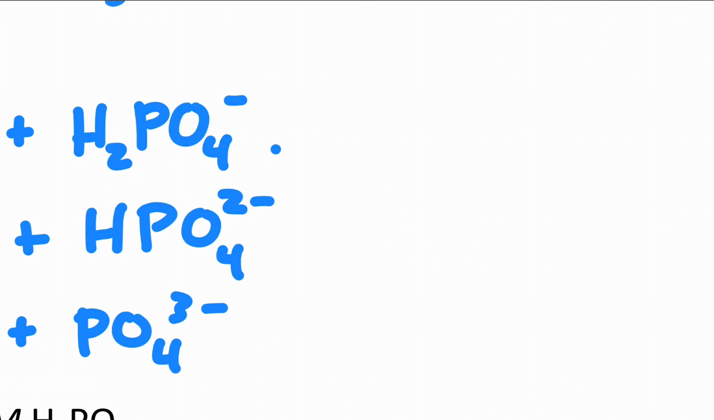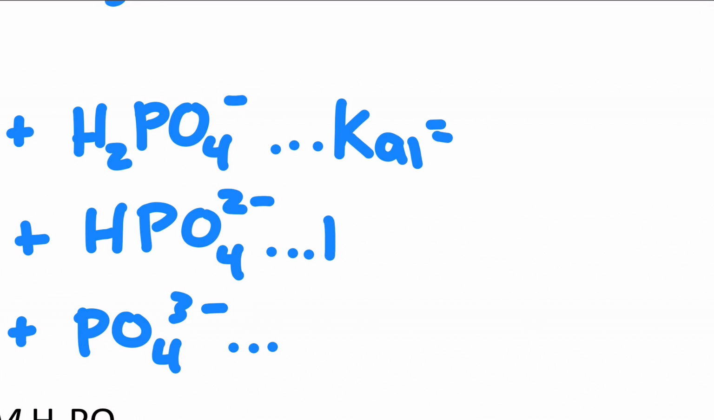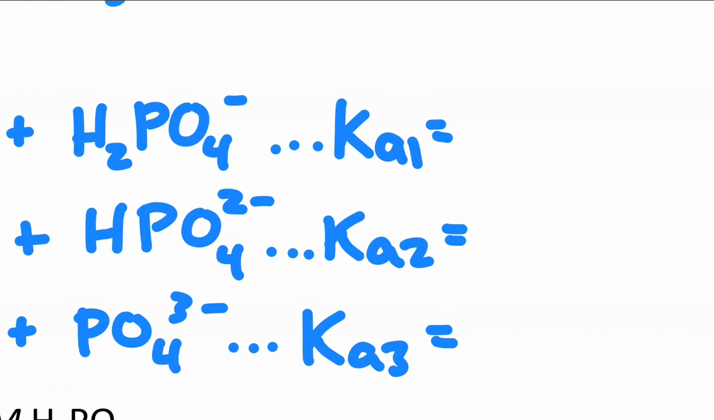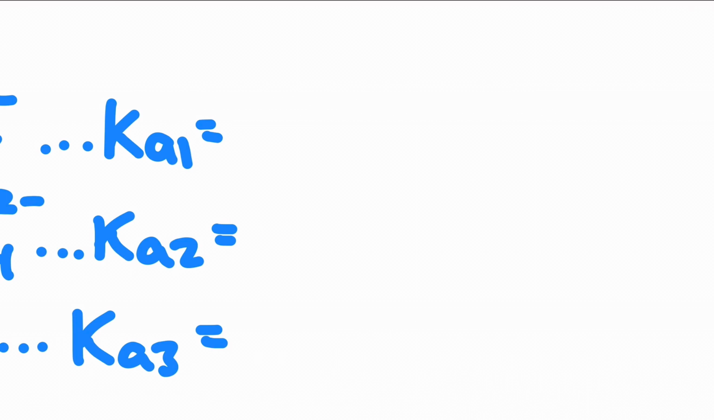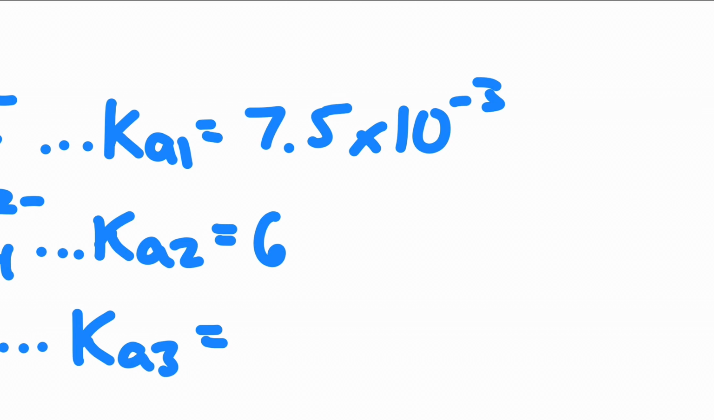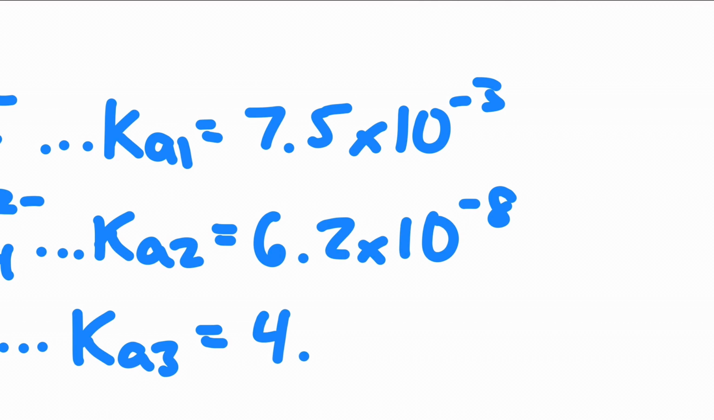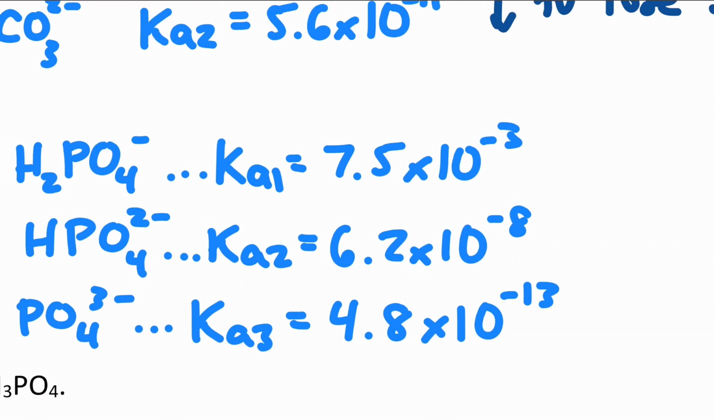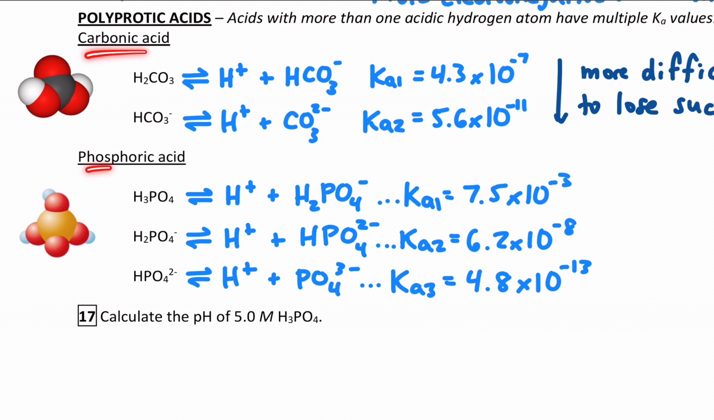And just for reference, let's look at the Ka values that go with each of those dissociations, Ka1, Ka2, and Ka3. These are tabulated and they only change with temperature. The first dissociation constant is 7.5 times 10 to the negative 3. The second one is 6.2 times 10 to the negative 8, much smaller. And the third one is even more orders of magnitude smaller, 4.8 times 10 to the negative 13. So as we saw with the case with carbonic acid, it's even more difficult to lose successive H's from phosphoric acid as you continue to lose them.